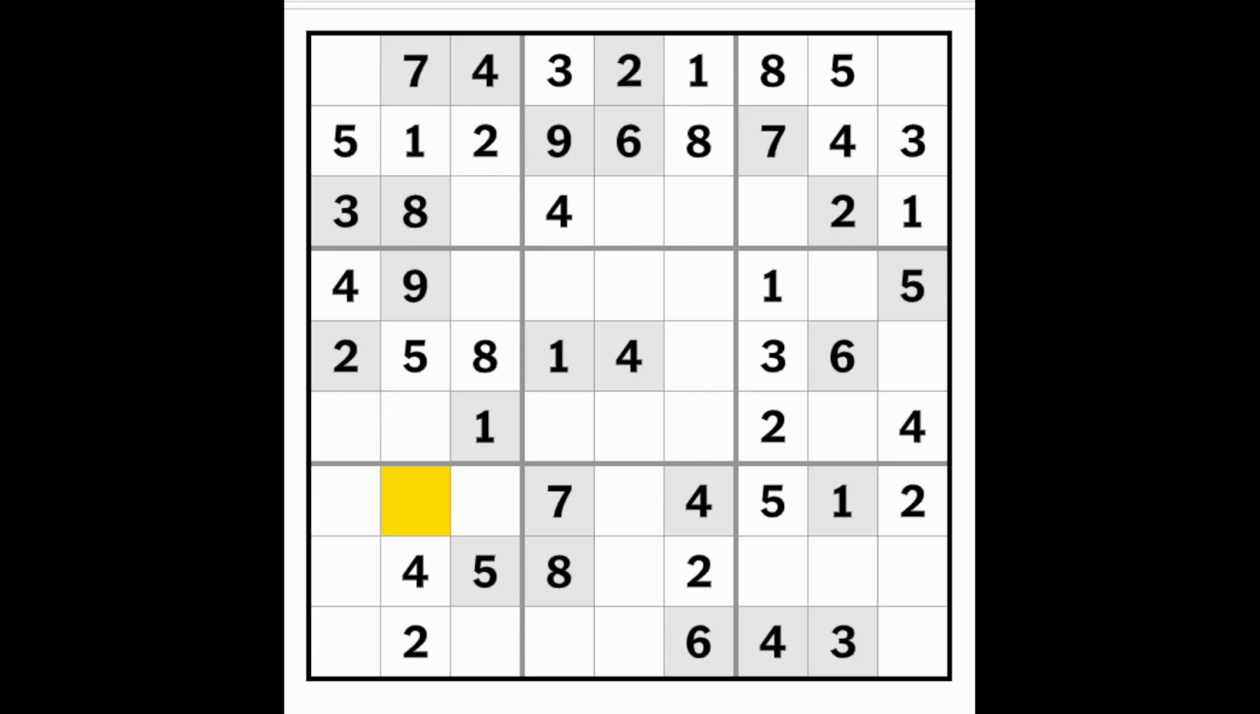And since we have a 3 here blocking these cells, and we have a 3 blocking these 2 cells, we know that one of these 2 will have to be a 3. And in combination with this 3 here, this now must be a 3.